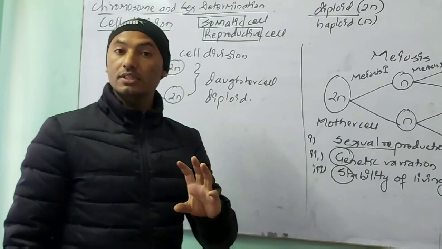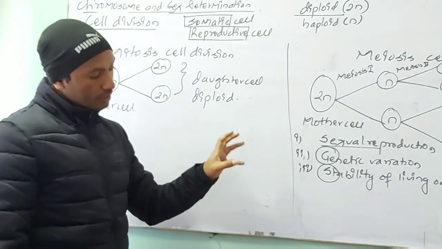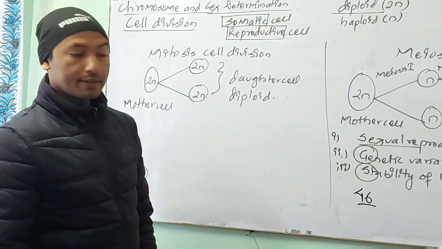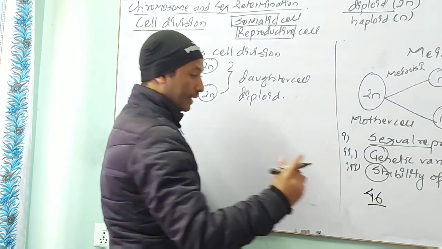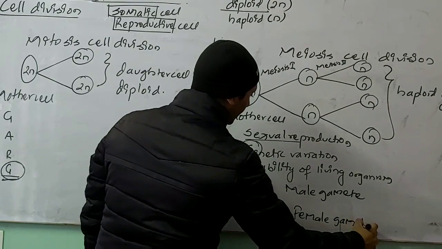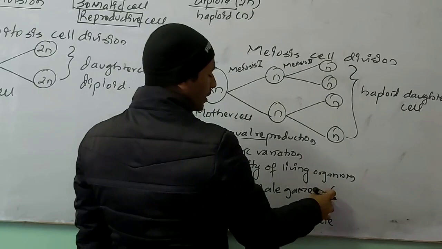Stability of living organism. Now, there is a certain thing that you need to understand about it. 46 chromosomes are present in the human body. By meiosis cell division, the haploid number of chromosomes is formed, in male gametes and in female gametes. These are haploid cells. This n means how many chromosomes must be over here? It will be 22 plus X, or 22 plus Y, total 23.